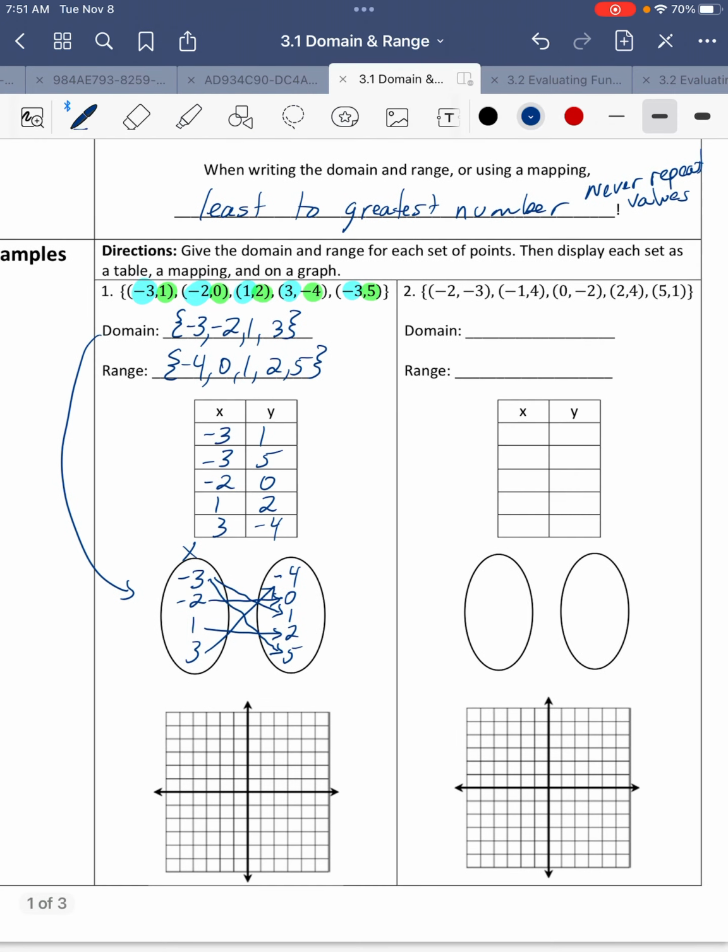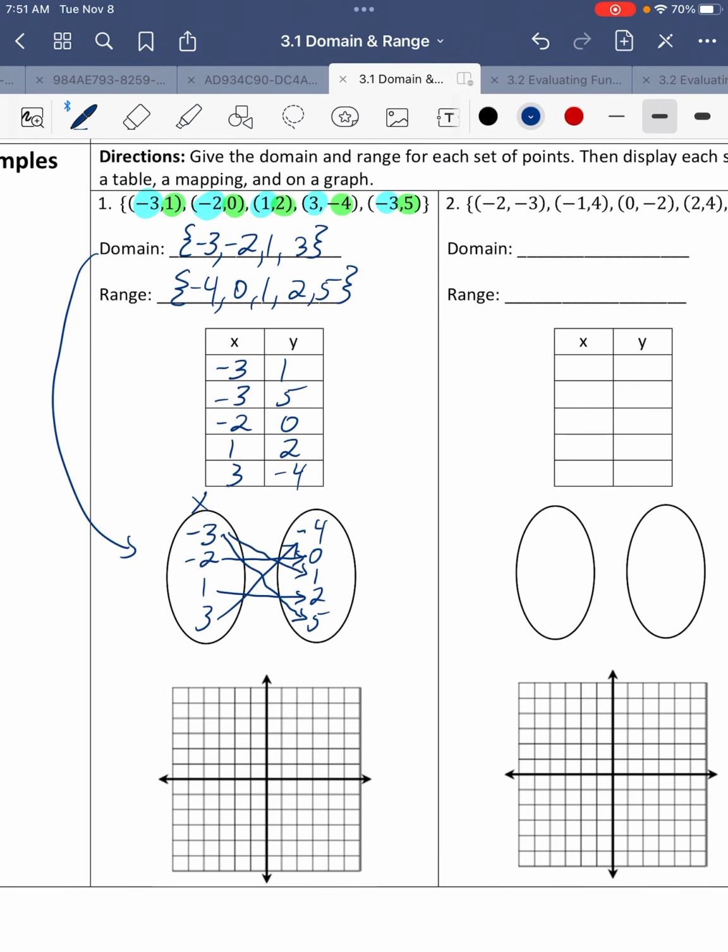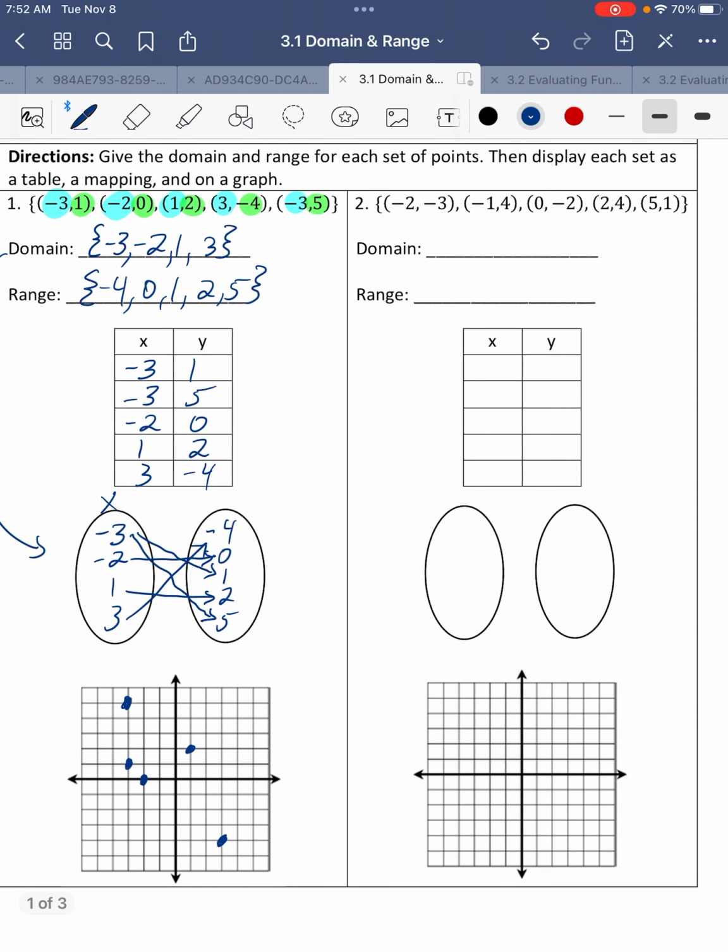A little shaky there. Now, coordinates, just drawing coordinates. So we go to -3, so left 3, and up 1. -2, so left 2, up 0. 1 to the right, and then up 2. 3 to the right, -4, so right 3, down 4. And -3, so left 3, and up 5. Those are our coordinates.